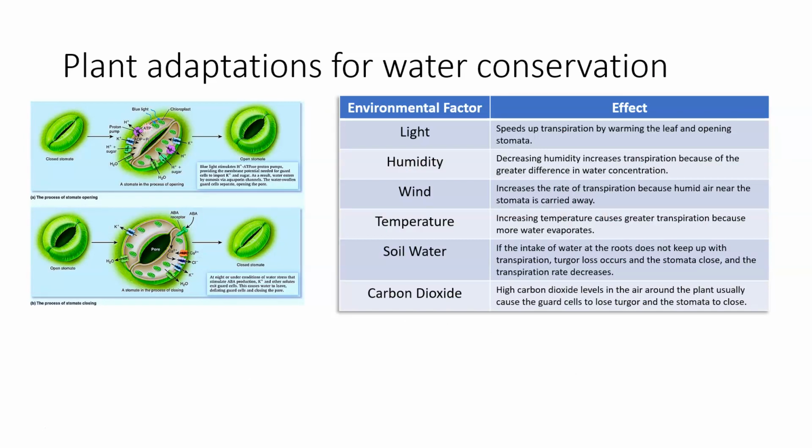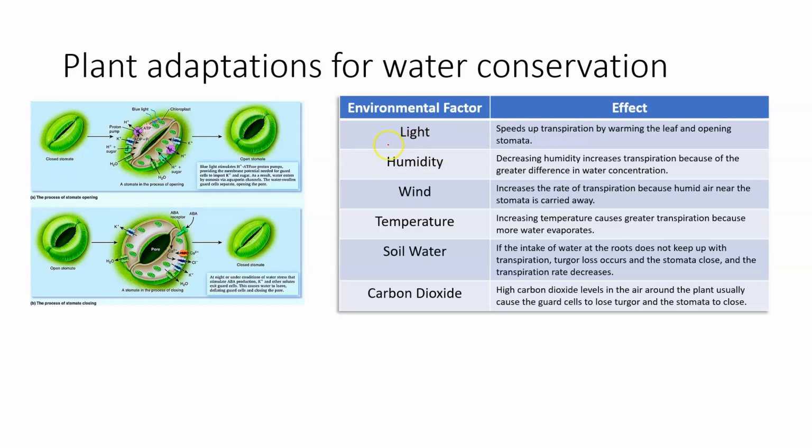Okay. So what about plant adaptations for water conservation? Because some plants live in environments that are really water deficient. Some plants live in water, and they have a constant supply of water, but some plants, like your cacti or your succulents, don't really have much water to work with at all, so they have to conserve water.